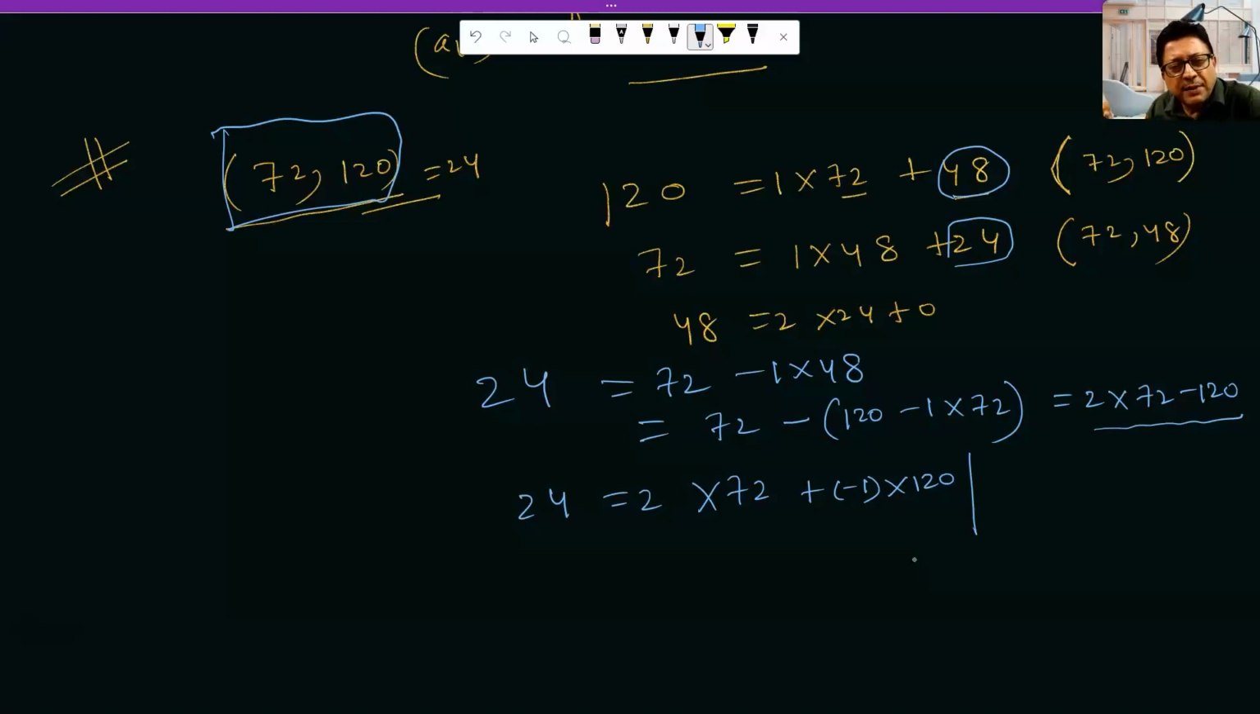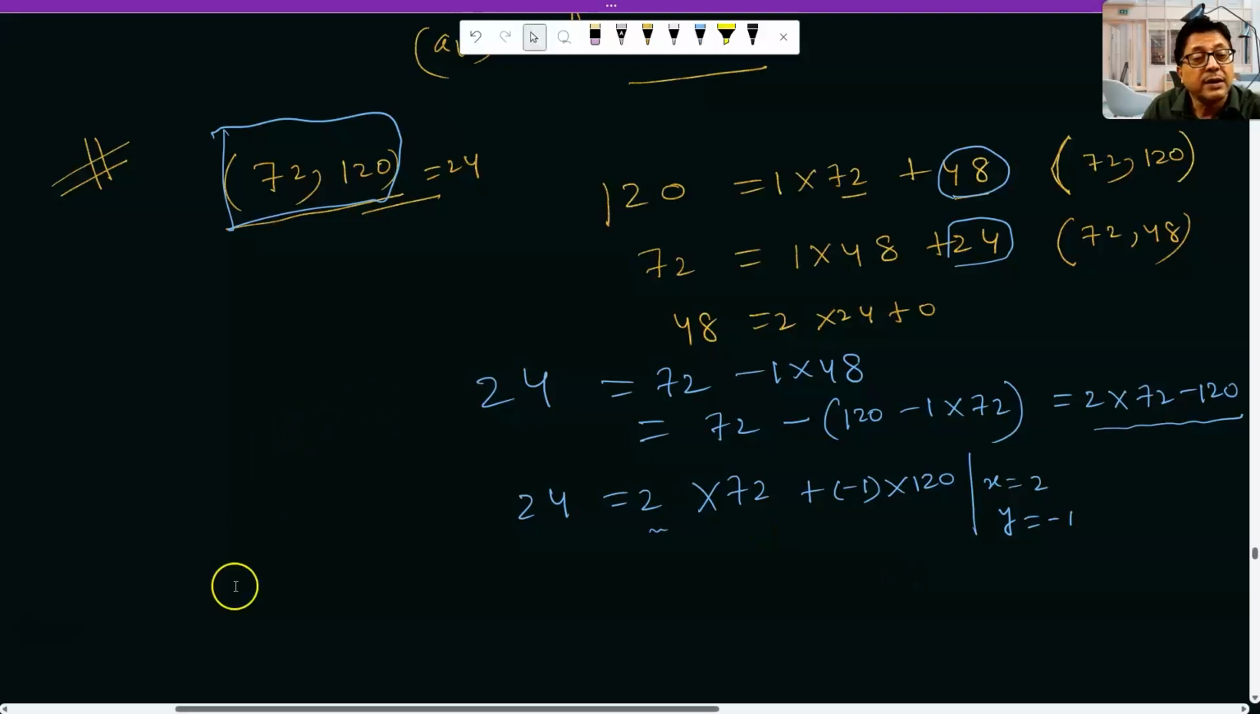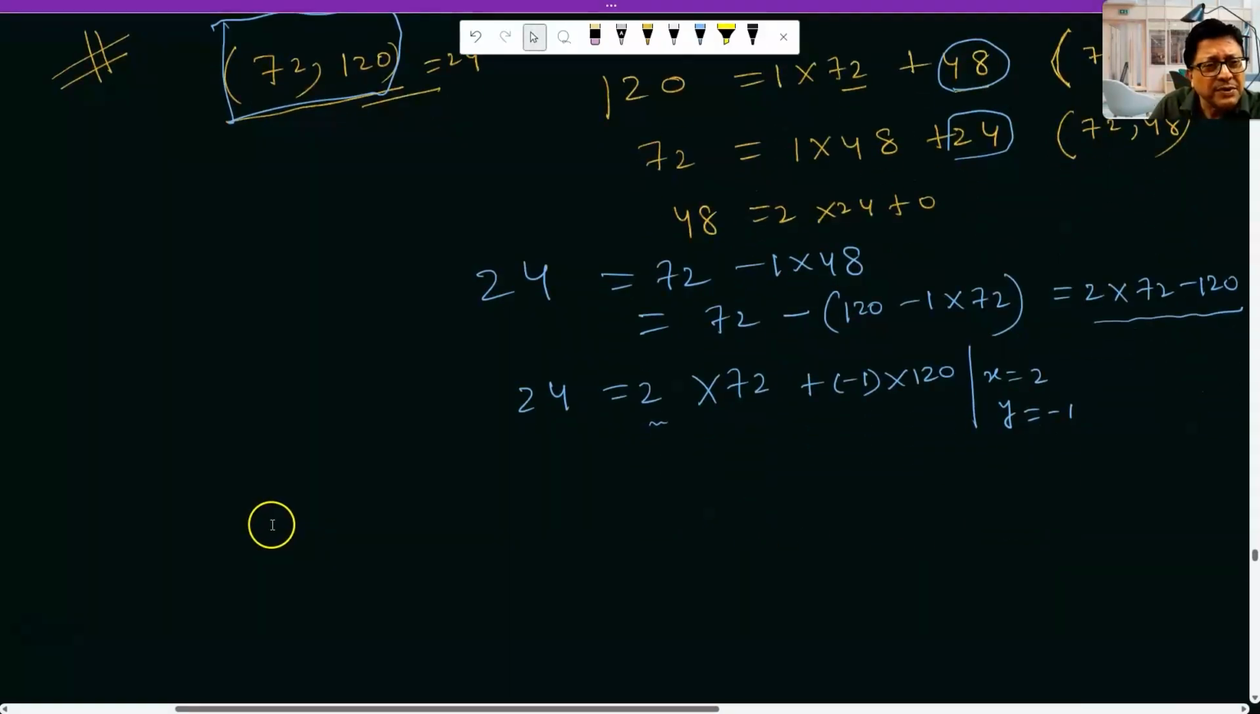Next session I am going to show you how to apply all these concepts. Co-prime numbers have GCD 1 and GCD can be expressed as linear combination of two given numbers. This is very important. What is x over there? X is 2 and y is minus 1. Clear? Let me take another example.